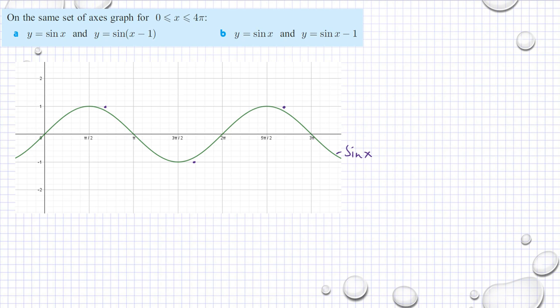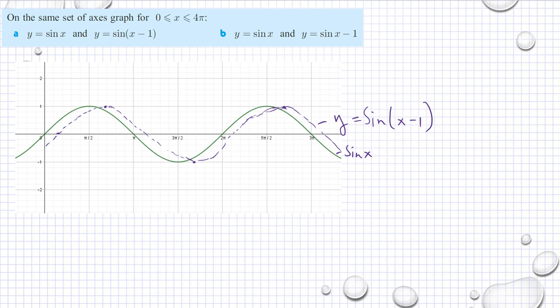So that means 1 point here also. It should be like this. It should look like that for this one. y is equal to sine of x minus 1.